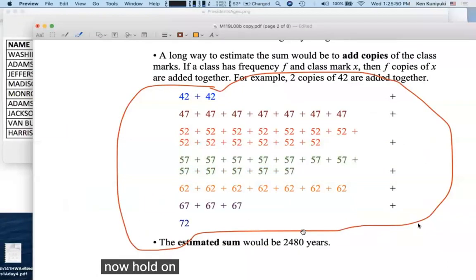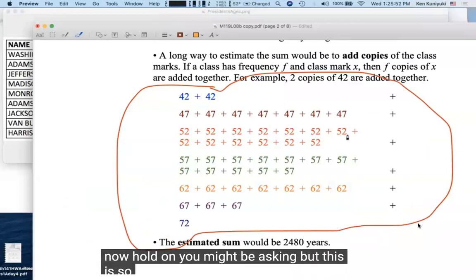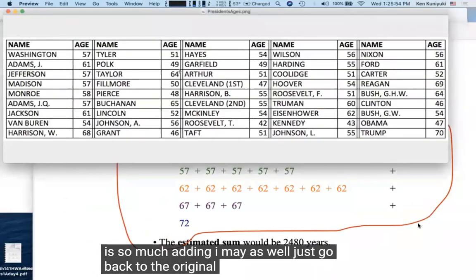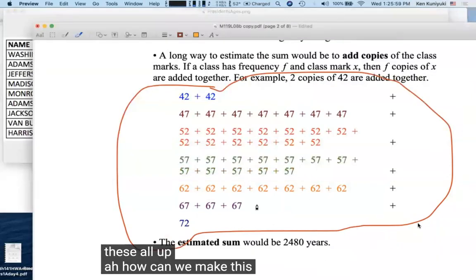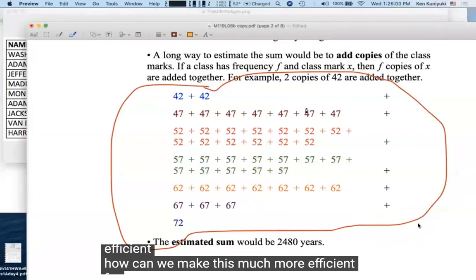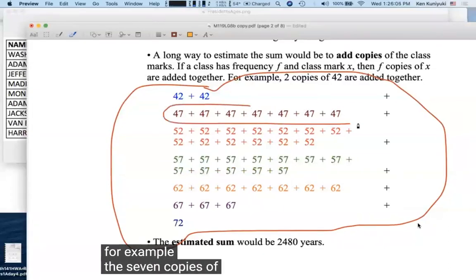Now, hold on. You might be asking, but this is so much adding. I may as well just go back to the original data set and add these all up. How can we make this much more efficient? For example, the 7 copies of 47.